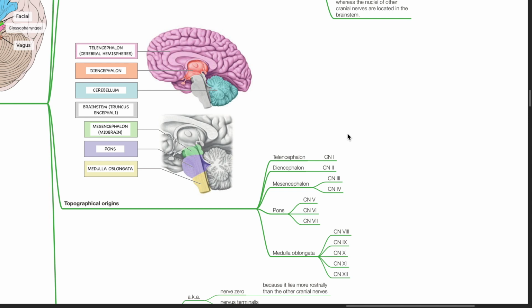Topographical origins. Cranial nerve 1 originates from the telencephalon, cranial nerve 2 from the diencephalon, cranial nerves 3 and 4 from the mesencephalon, cranial nerves 5, 6, 7 from the pons, and from the medulla oblongata, cranial nerves 8, 9, 10, 11, and 12.